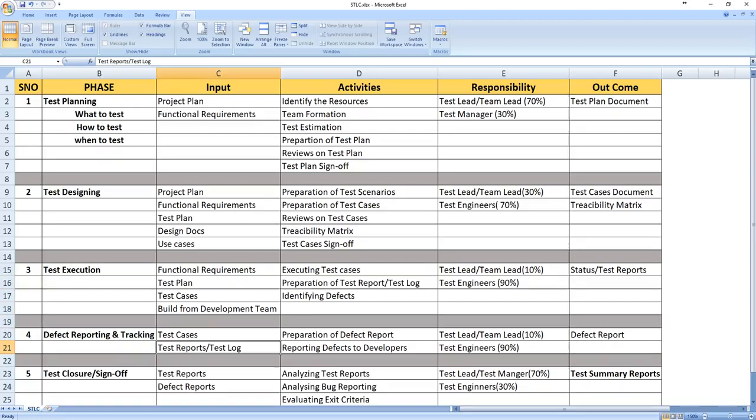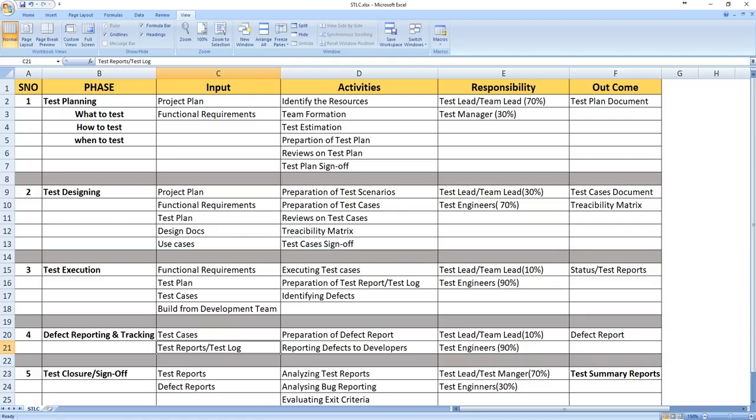Because if you want to report the defect, we need to have clear information. What is the defect, where it failed, why it failed, what inputs we require, what test data we require, all these things we need. So we need to have test cases and also test reports and test log. And the main activity here is preparation of the defect report.